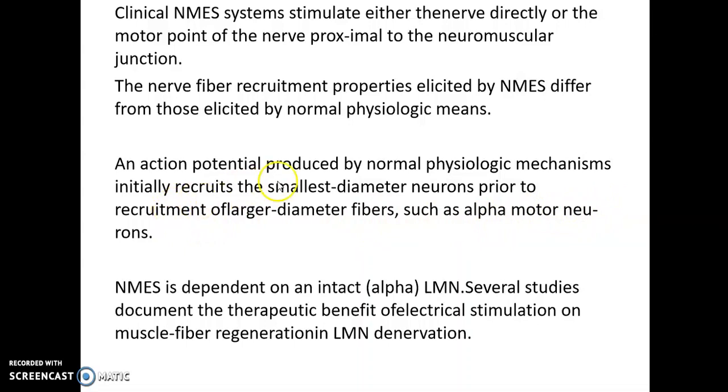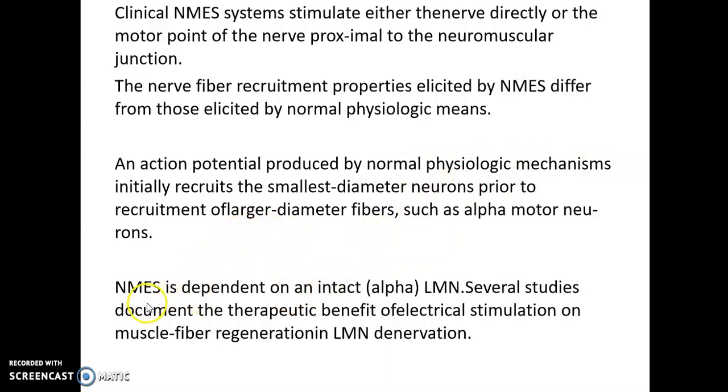So here, in the normal physiological mechanism, you all have to understand that first, stimulation recruits only the small diameter neurons. Then only do they go for the larger motor fibers. Alpha motor neurons are larger, what we call Betz cells, so larger motor neurons. These will be stimulated later on only. First the smallest diameter neurons are stimulated in the normal physiological mechanism.